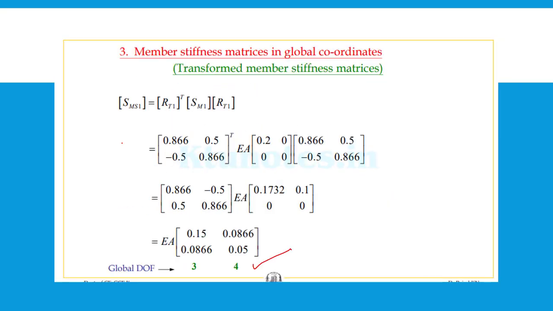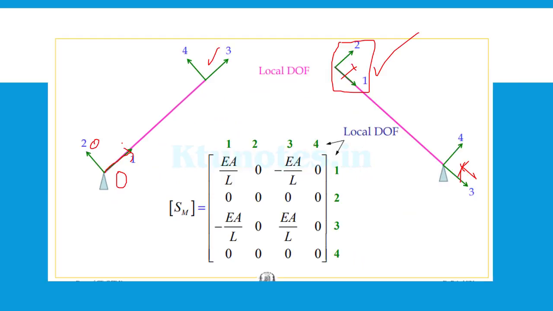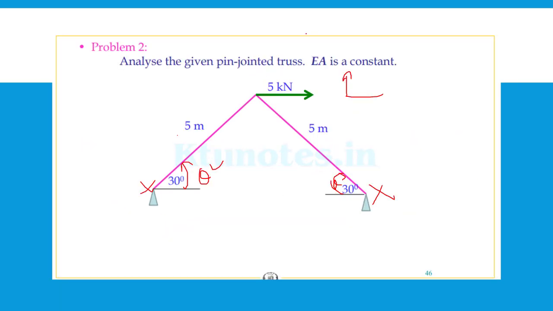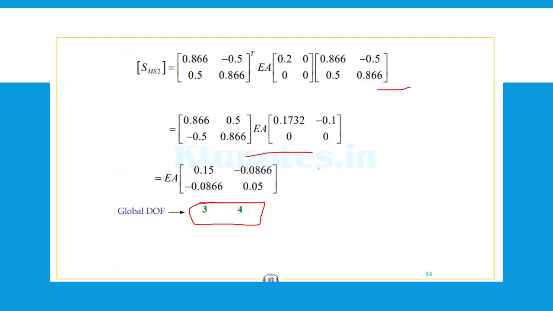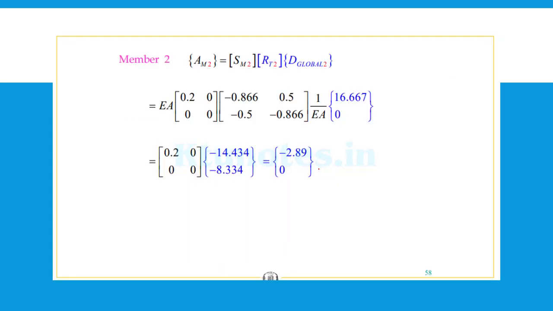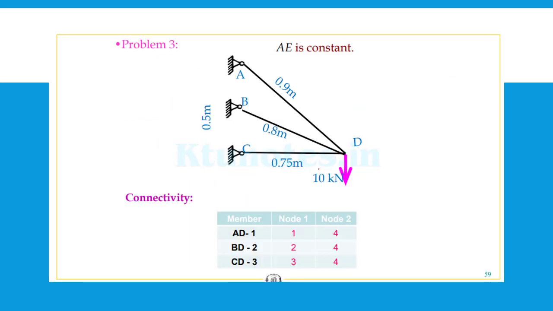So as a cross check, upon the action of the 50 kilonewton load, this member will get stretched and this member will get compressed. So this is positive 2.89 and this will be minus 2.89. Stop for today.